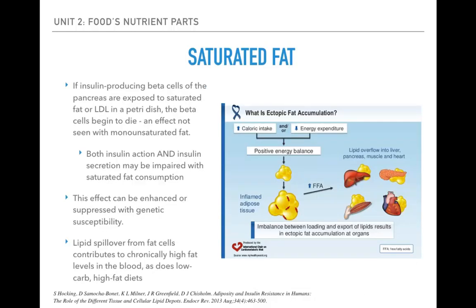Now, interestingly, if those insulin-producing beta cells that we talked about in a previous lecture in the pancreas are exposed to saturated fat in a petri dish, they begin to die. You don't see the same result with monounsaturated fats, and this means that insulin secretion may be impaired with saturated fats as well as downstream sensitivity at the liver and the muscle.